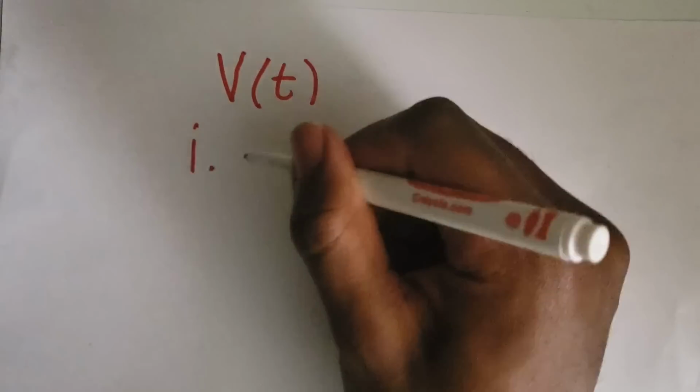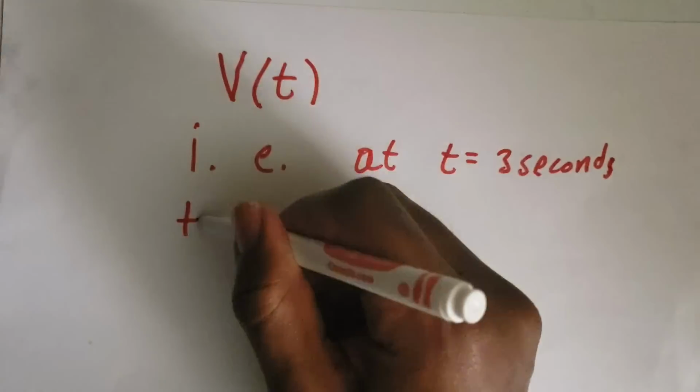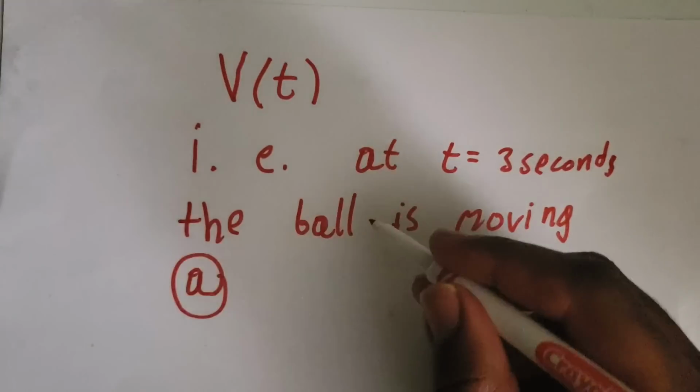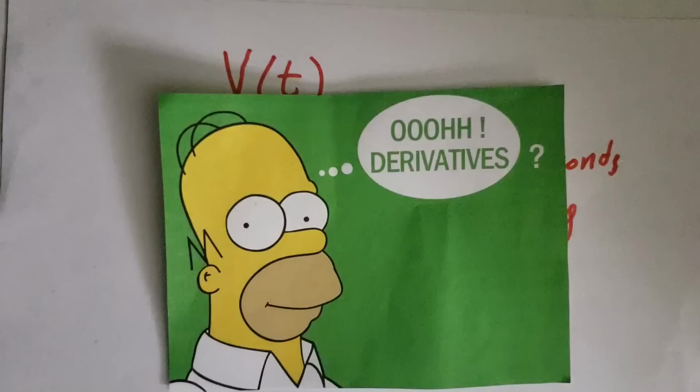What we're looking for is a speed function. This will tell us the speed of the ball at any time value we input into it. The speed function is what we call the derivative of the distance function. It gives us an instantaneous rate of change.